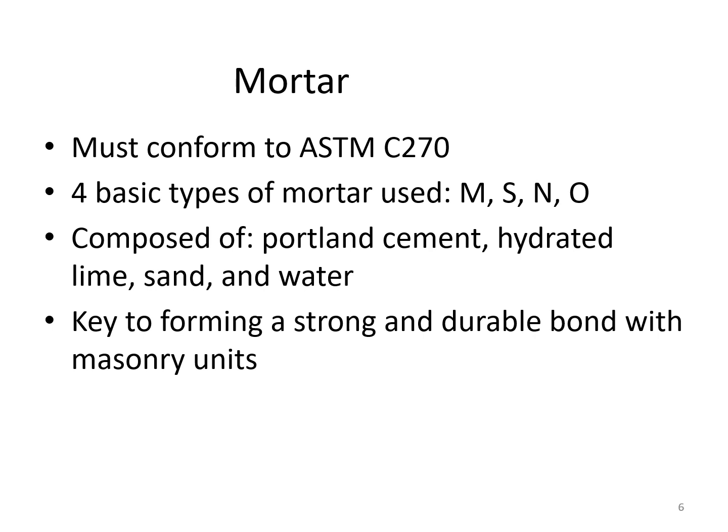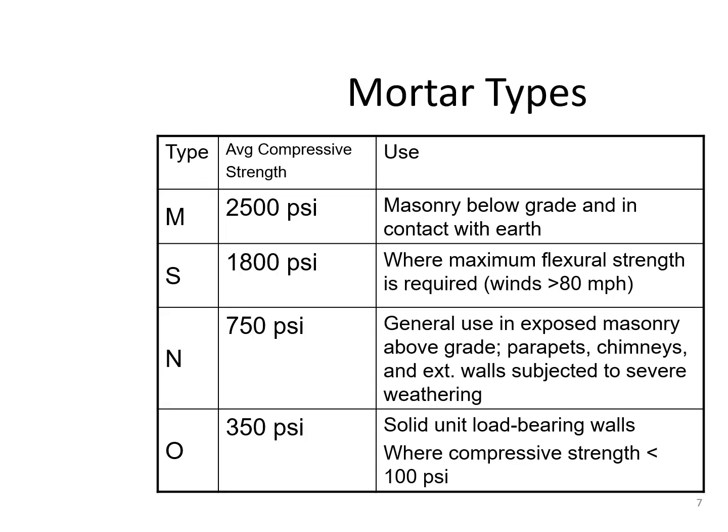And the key to forming a strong and durable bond with masonry units is really making the correct mortar mix. So here's some of the mortar types to give an idea. M type is good to 500 psi. The average compressive strength, that is, the per square inch compressive strength, is how it's defined. And it's used for masonry below grade and in contact with the earth.